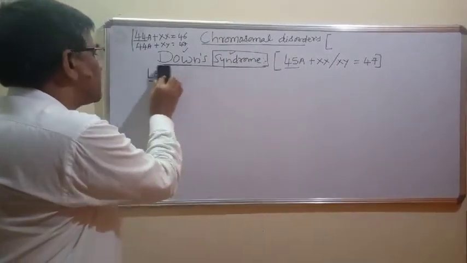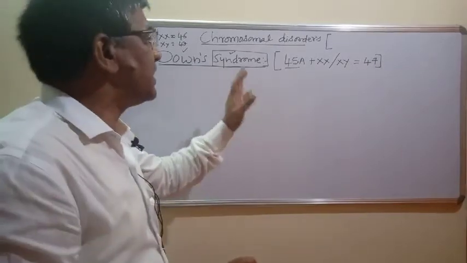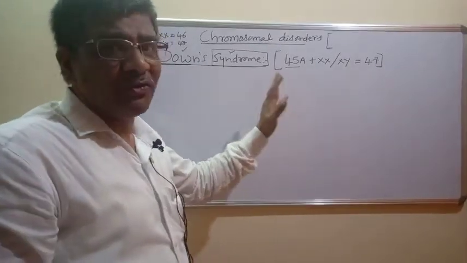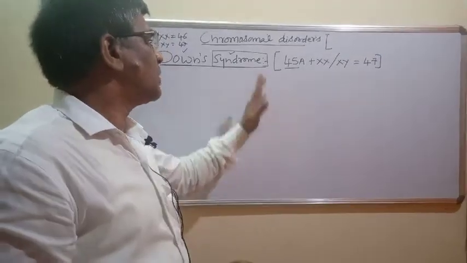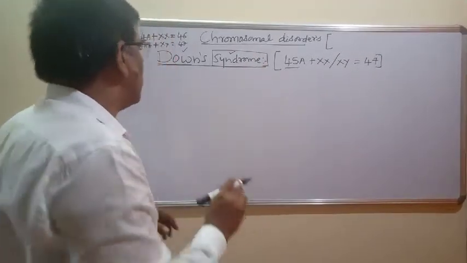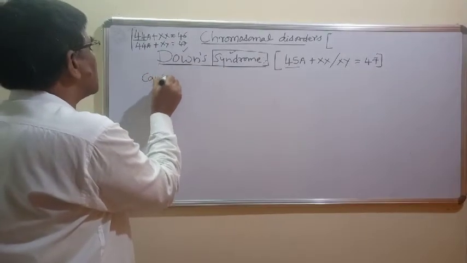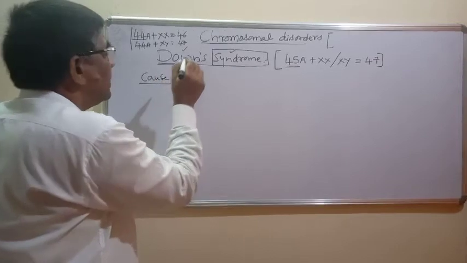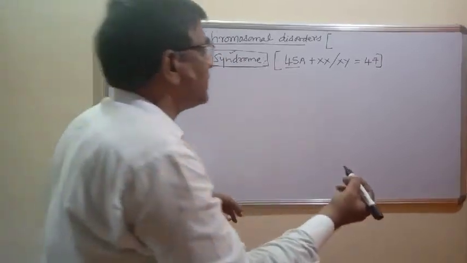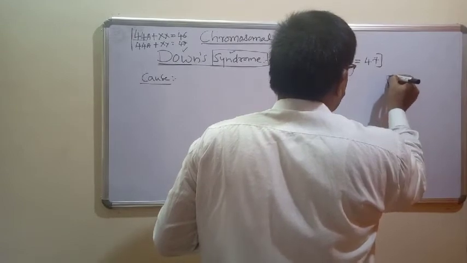This disease is also called 21 trisomy. Trisomy means there is a gain of a chromosome in the 21st set or 21st pair. Therefore, it is also called 21 trisomy. Now, what is the cause of this kind of chromosomal disorder? Why does this increase or decrease in the chromosome take place? I have already told you in the last class.